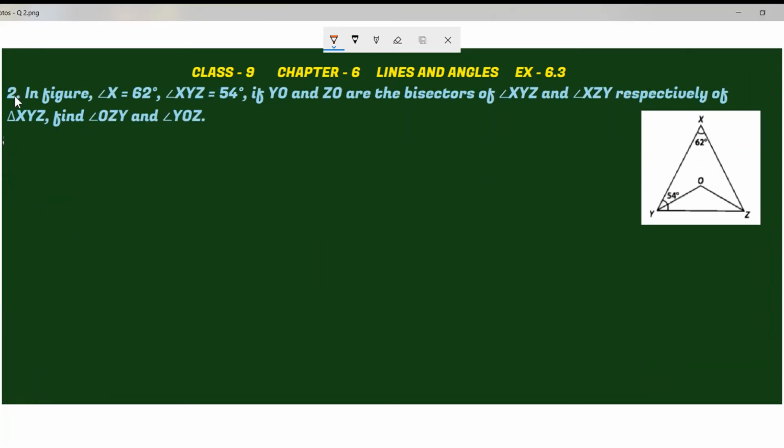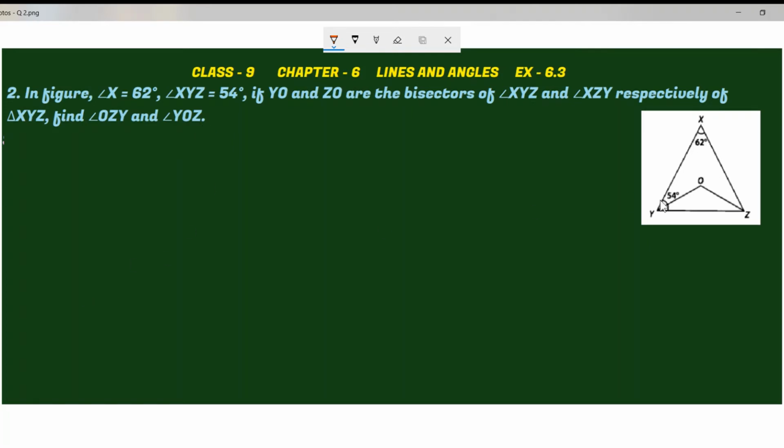Question number 2. In the figure, angle X is equal to 62 degrees. Angle XYZ is equal to 54 degrees. If YO and ZO are the bisectors of angle XYZ and angle XZY respectively of triangle XYZ, find angle OZY and angle YOZ.